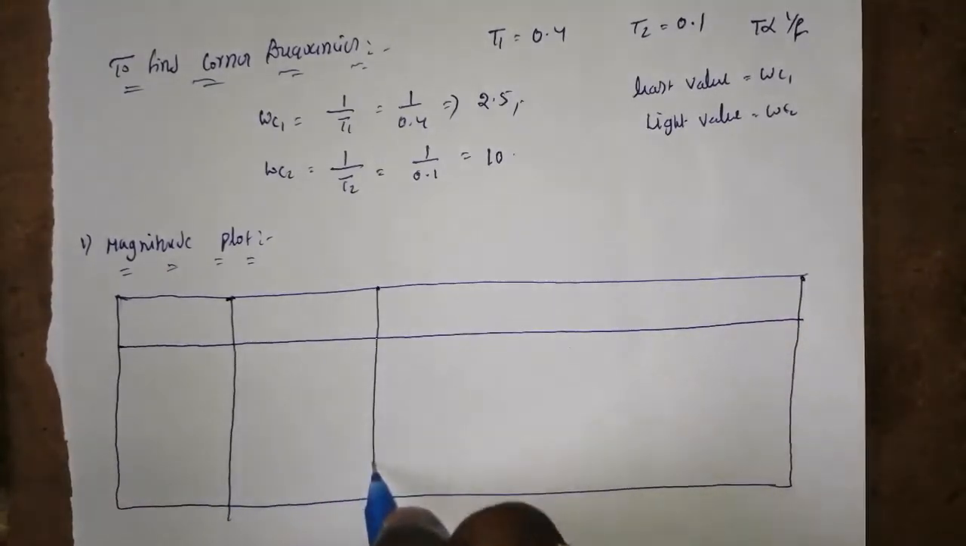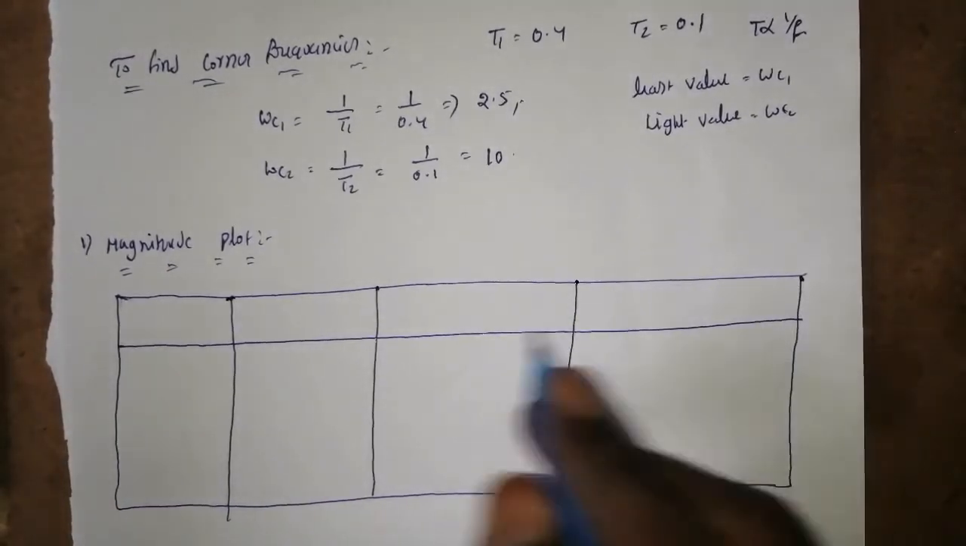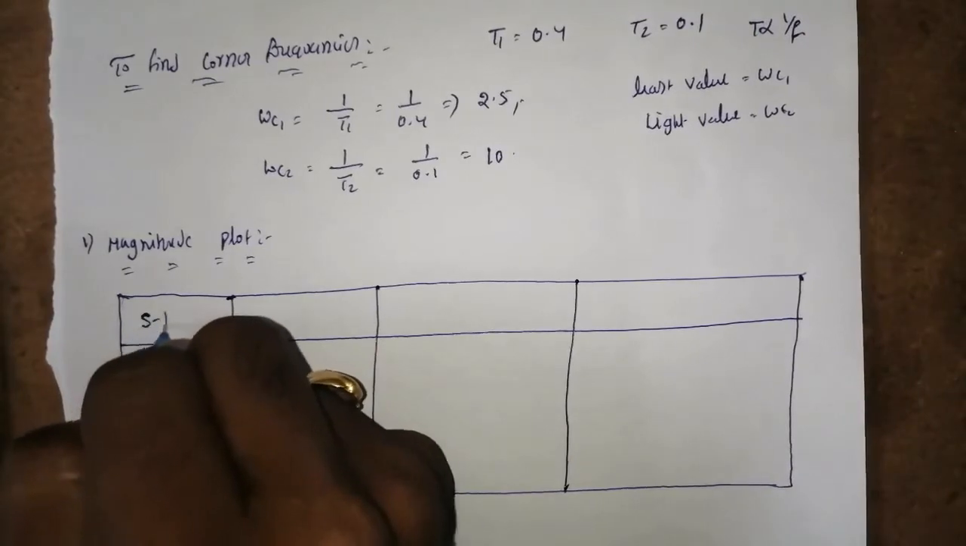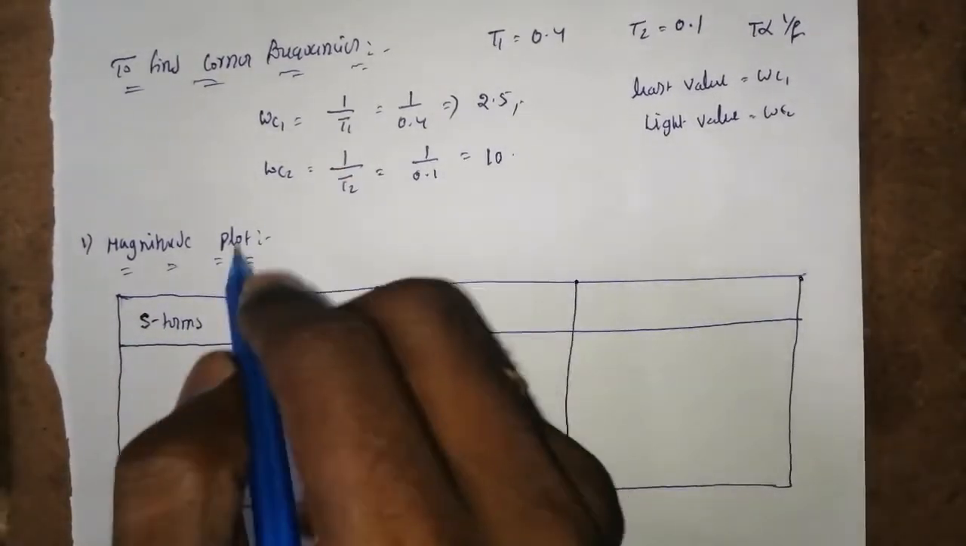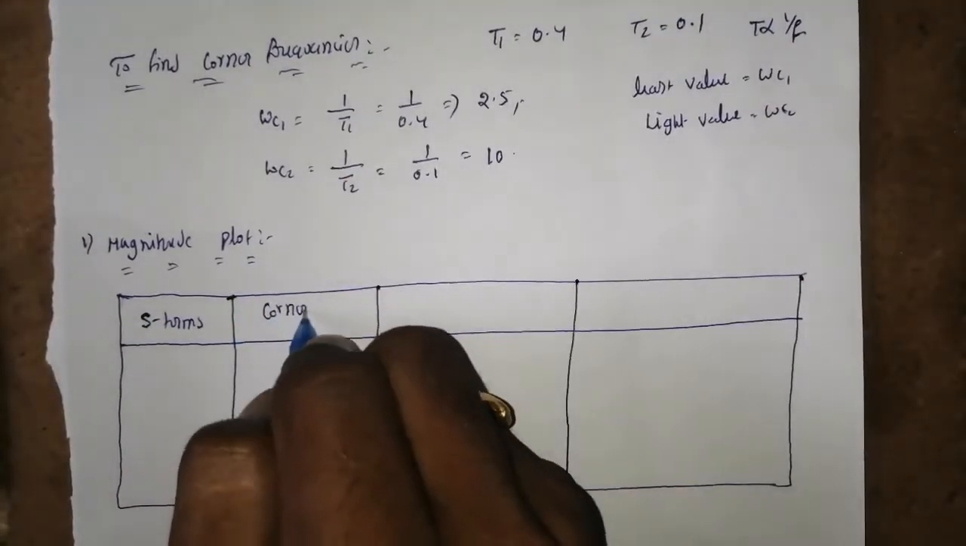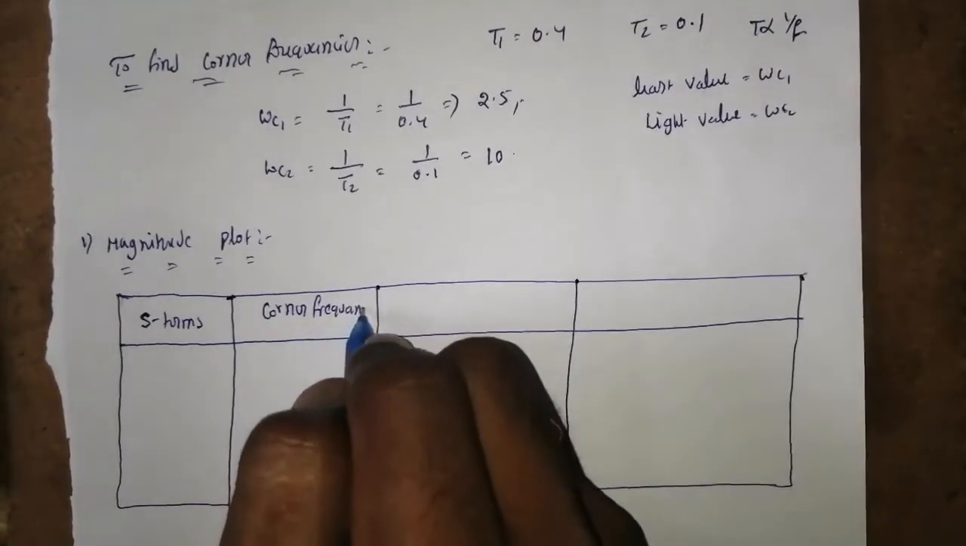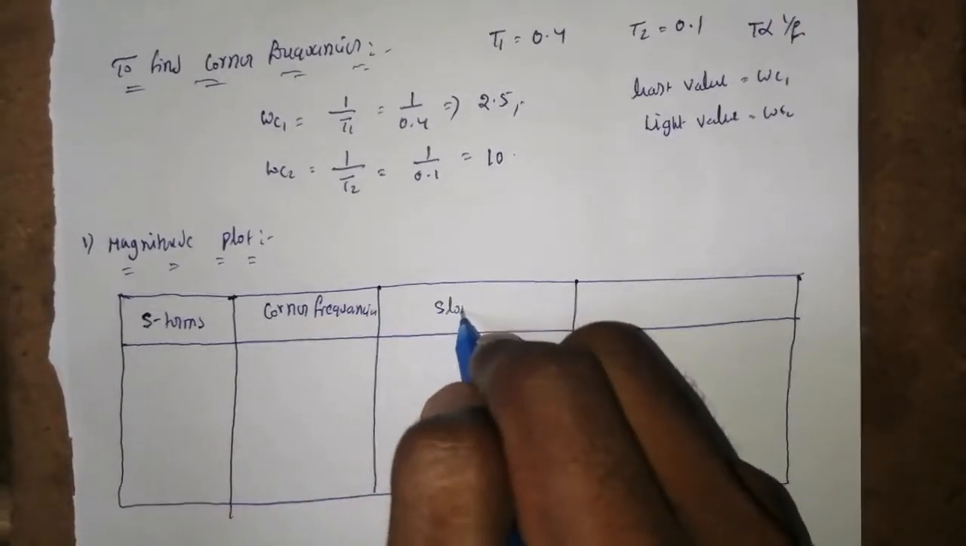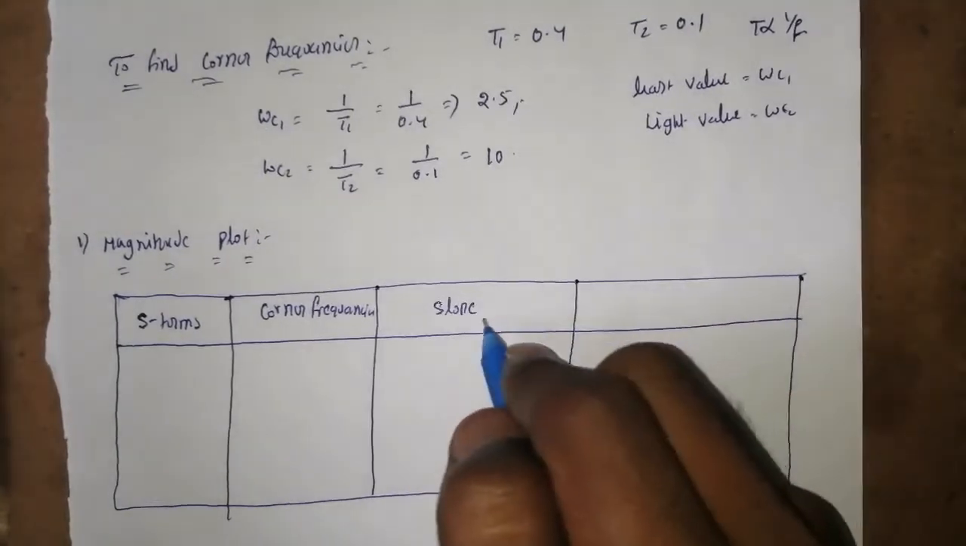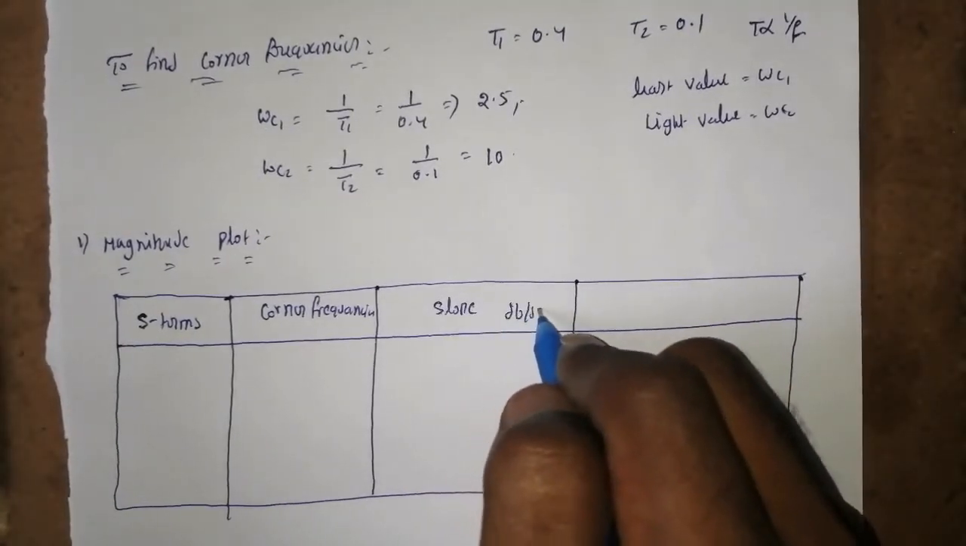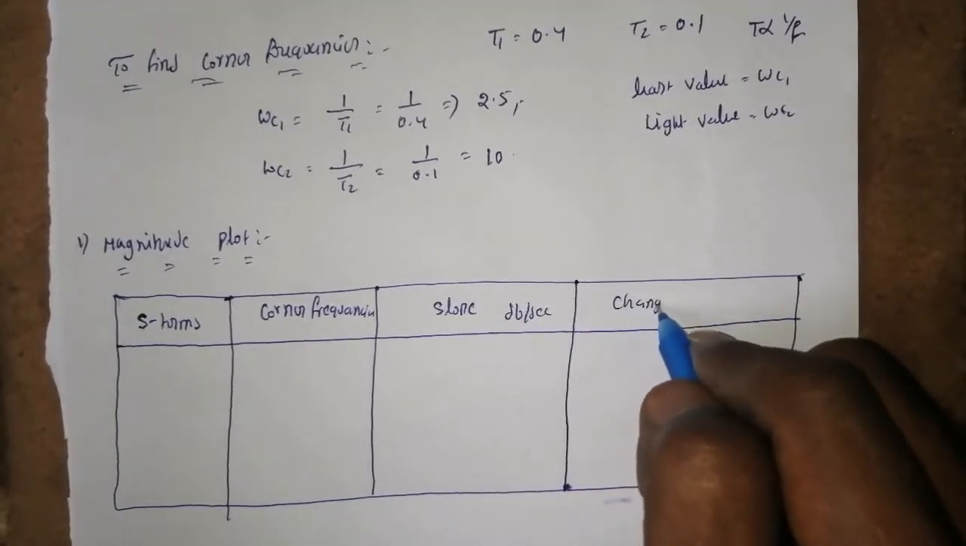1, 2, 3 and 4. So this is the S terms, corner frequencies, slope and units in decibel per decade, and change in slope.